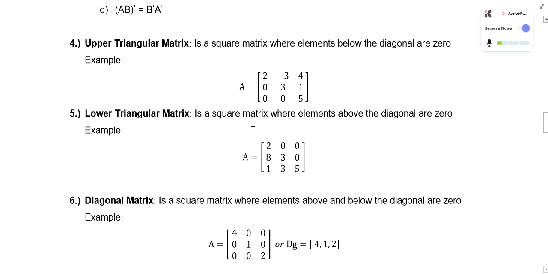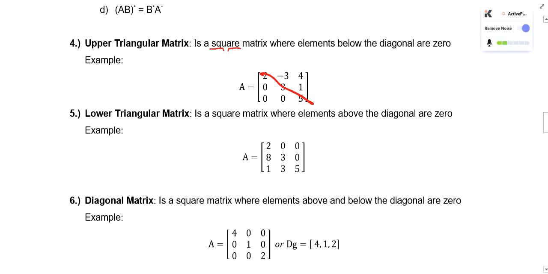So, number 4 is the upper triangular matrix. When we say upper triangular matrix, it is a square matrix where elements below the diagonal are 0. So when we say upper triangular, it is a square matrix. It cannot be 2 by 3, 3 by 2, or 4 by 2. The number of rows and the number of columns must be the same. It says square matrix. And this is the diagonal in our example.